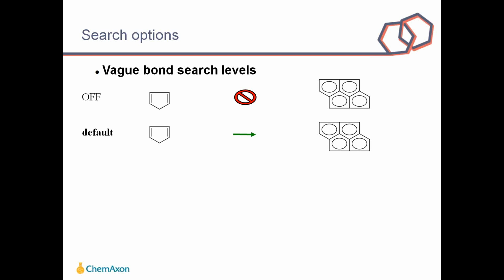So on our default level, all the 5-membered rings will get an 'or aromatic' tag on their bonds, and also bridging single bonds between aromatic rings and also single bonds on an aromatic ring.